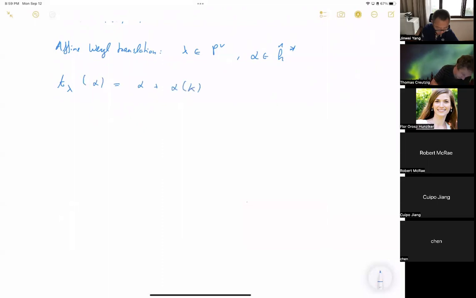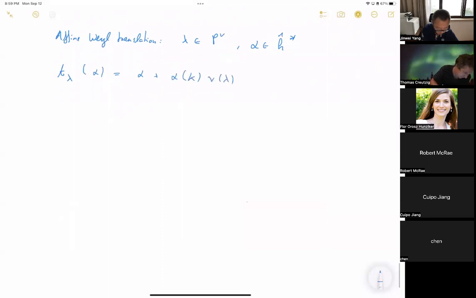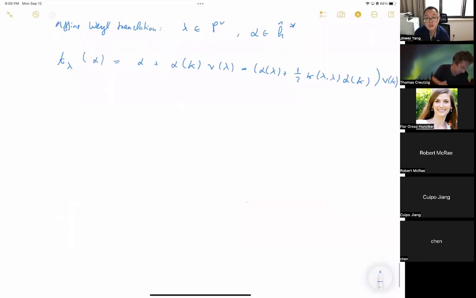plus, let me write down the formula. It's a little bit lengthy. These Weyl translations are so important for VOA theory because they induce automorphisms called spectral flow automorphisms.